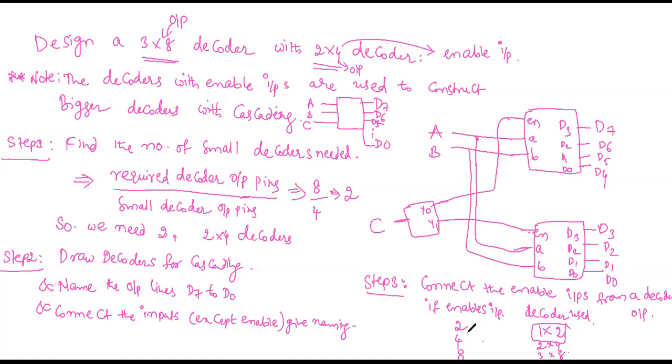Enable inputs are 2, you have to use 1 by 2 decoder. If the enable inputs are greater than 2, greater than 2 means from 3 to 4, you have to use this one. If the enable inputs are 5 to 8, you have to use 3 by 8 decoder like this. If enable inputs are greater than 8, greater than 8 means from 9 to 16, you have to use 4 by 16 decoder. Okay, now we will see one decoder construction.